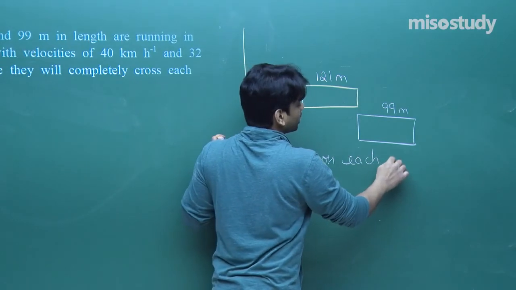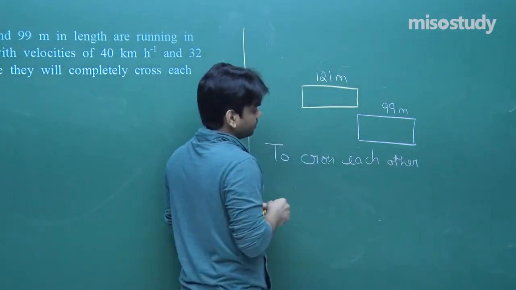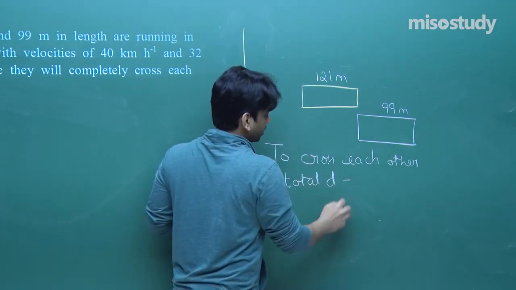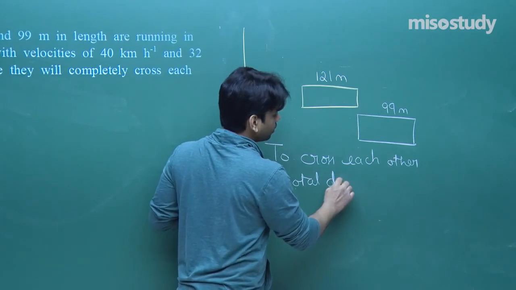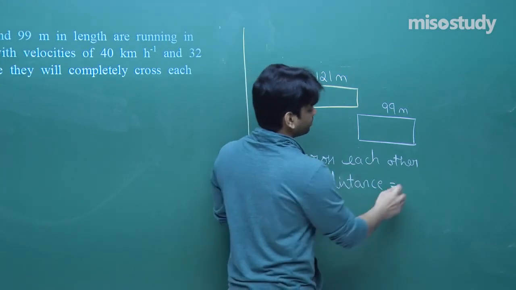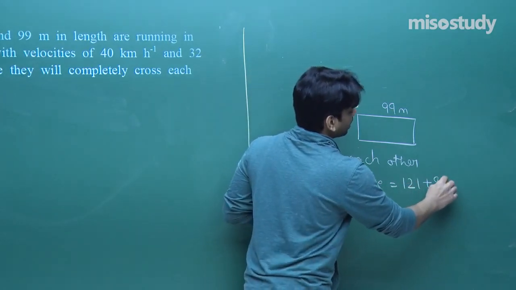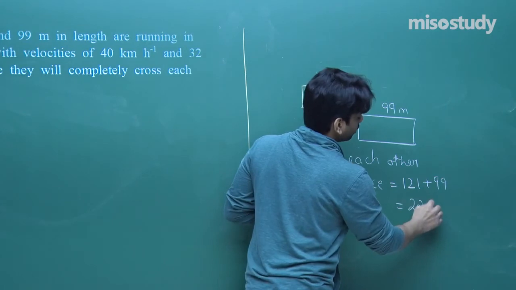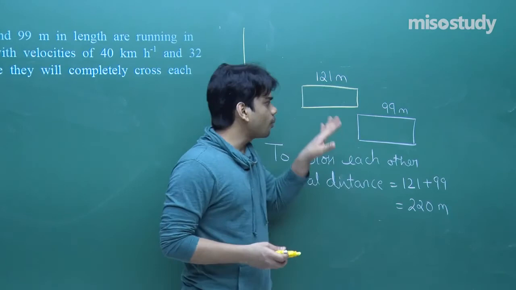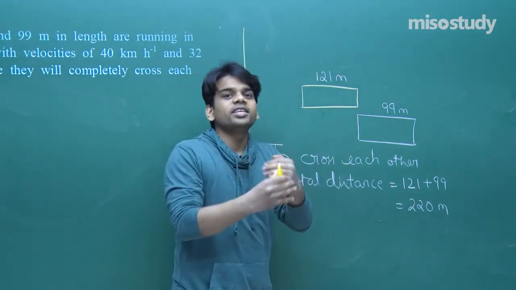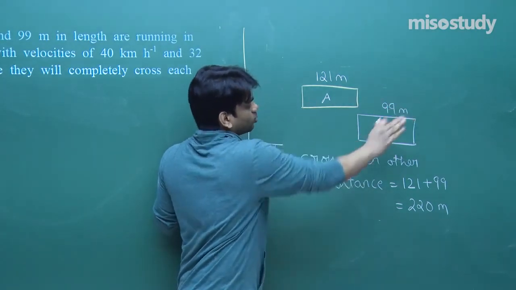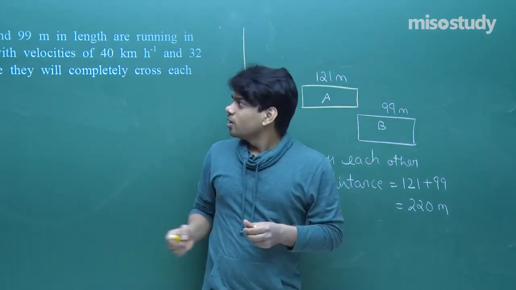the total distance will be 121 plus 99, which comes out to be 220 meter. This will be the total distance traversed. Now you stop one train, both are crossing each other. If I say that this train is A and this train is B, if I stop B, A has to cover 220 meter to actually cross it.